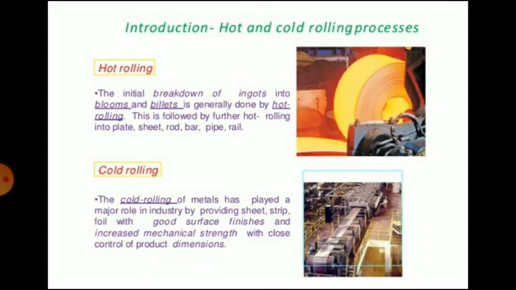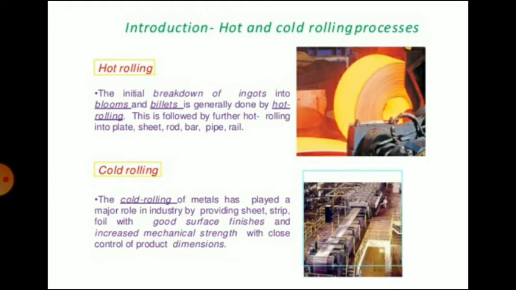So now regarding the hot and cold rolling process. Hot rolling, the initial breakdown of ingots into blooms and billets, is generally done by the hot rolling process. This is followed by further hot rolling into plates, sheet, rod, bar and pipes.